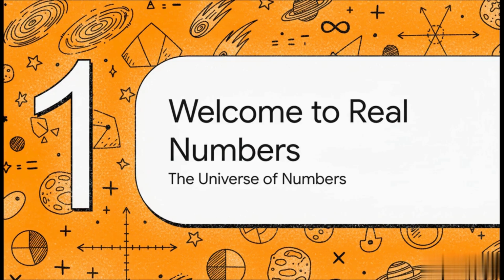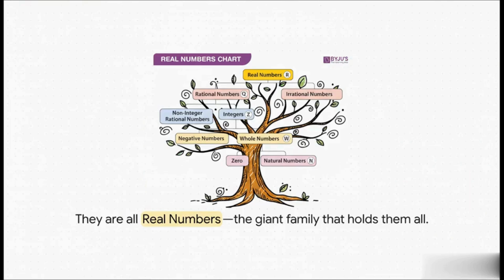That entire universe, the giant category that holds pretty much every number you can possibly imagine, has a name. It's called the real numbers. At the very base of it all, we have real numbers. I want you to picture this as the giant trunk of our number tree. Every other number we're going to talk about is a branch that sprouts from this one single massive source.